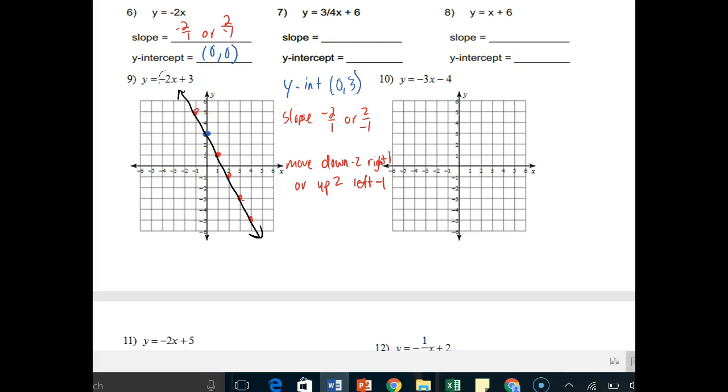Right? So again, on number 10, you're going to want to tell me what the y-intercept is. You're going to want to tell me what the slope is, the 2 different ways, this one or this one, right? And then you're going to want to tell me how to move, the 2 different ways. So one way or the other way. All right?